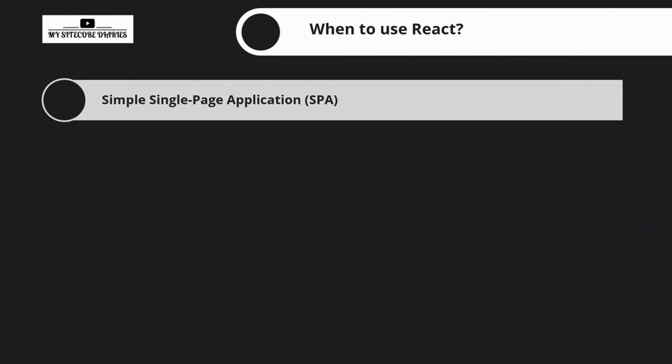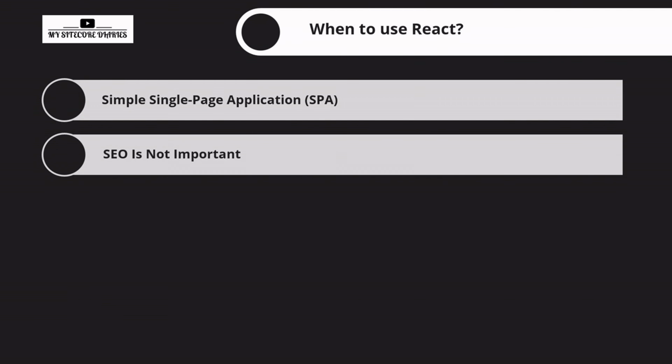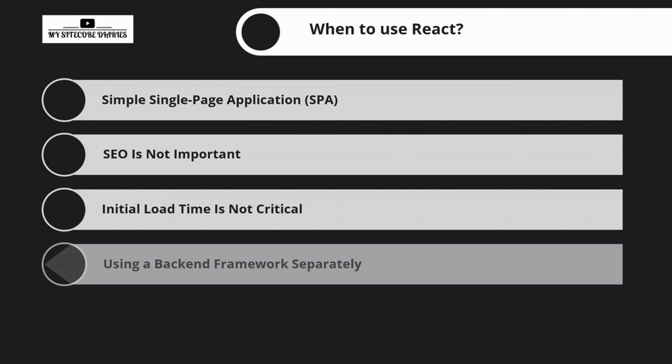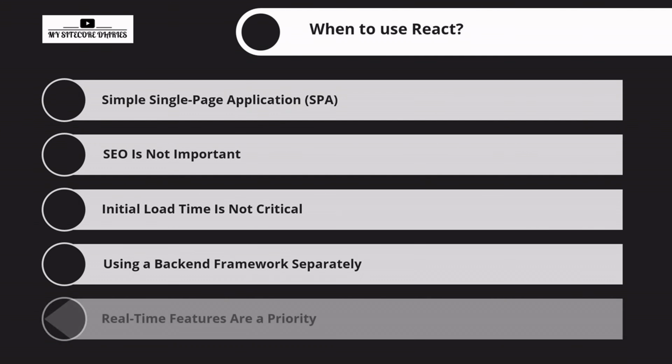Then where can we use React? Single page application, we discussed this initially. For a single page application, React is the best choice. Whenever SEO is not so important, you can go for React. If initial load time is not critical, React can be an option. If you use a backend framework separately, a completely separate backend, then React is a good choice because React is more for the rich UI.